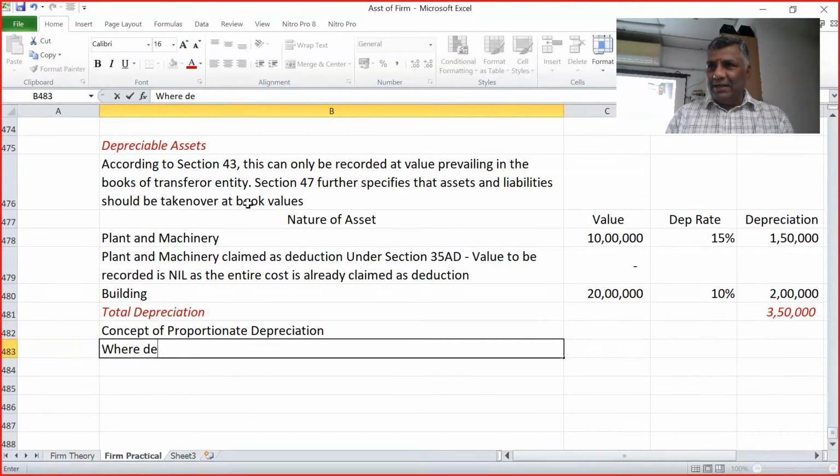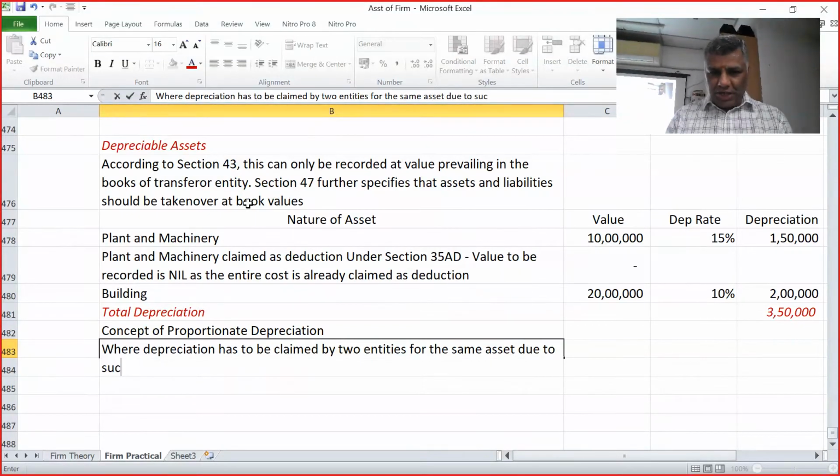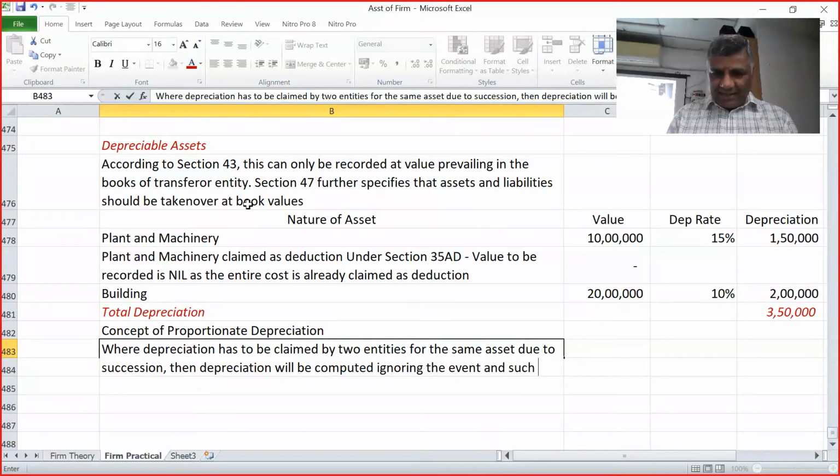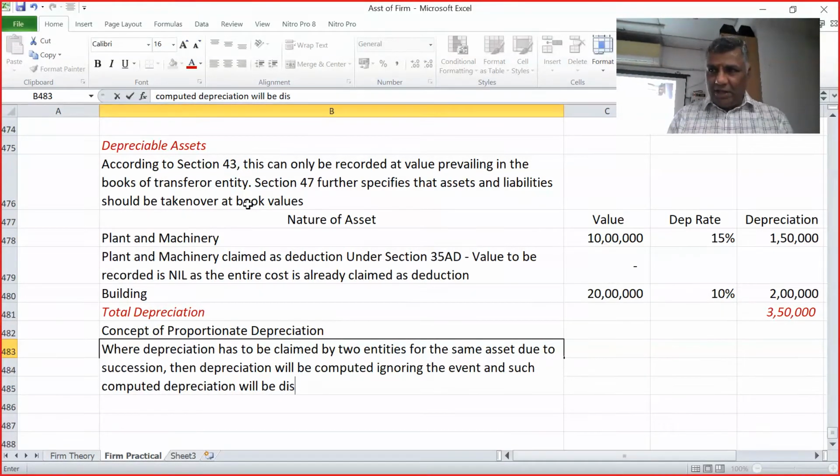Where depreciation has to be claimed by two entities for the same asset due to succession, then depreciation will be computed ignoring the event, and such computed depreciation will be distributed based on effective usage period.